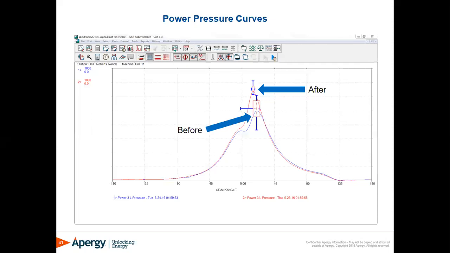We had a customer who gave us their emissions data and their current balance data, peak firing pressure balance data of what they were doing themselves. And we told them we could increase the balance from, I don't remember where they were at, but we told them we could take it to within plus or minus 5% of the engine average, and help increase their emissions efficiencies as well.